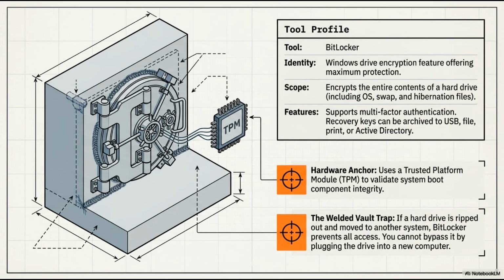The slide also mentions additional features for BitLocker, like multi-factor authentication and archiving recovery keys. Right. You can archive the keys to a USB, a file, print them out, or save them in Active Directory. Okay, but let's talk about that wire connecting the vault to the TPM chip. The slide calls the TPM the hardware anchor. What is a TPM?